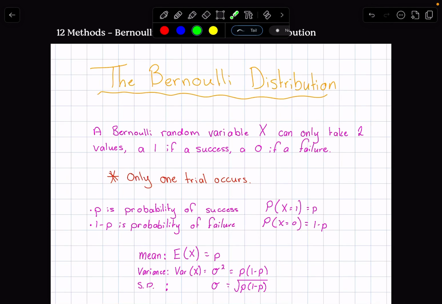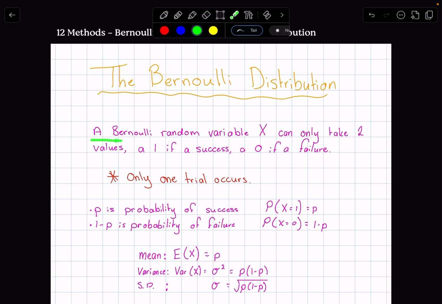G'day team, welcome back to another video, and today we're going to look at two different things. We're going to look at the Bernoulli distribution and then we're going to look at the binomial distribution, and we're doing these together because the Bernoulli distribution leads very nicely into the binomial distribution.